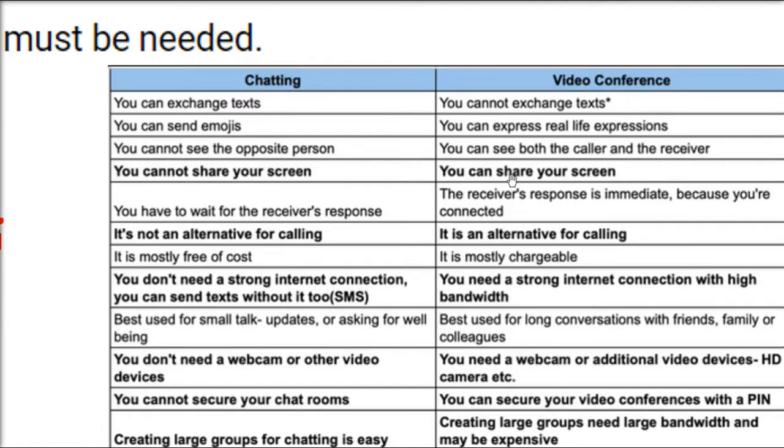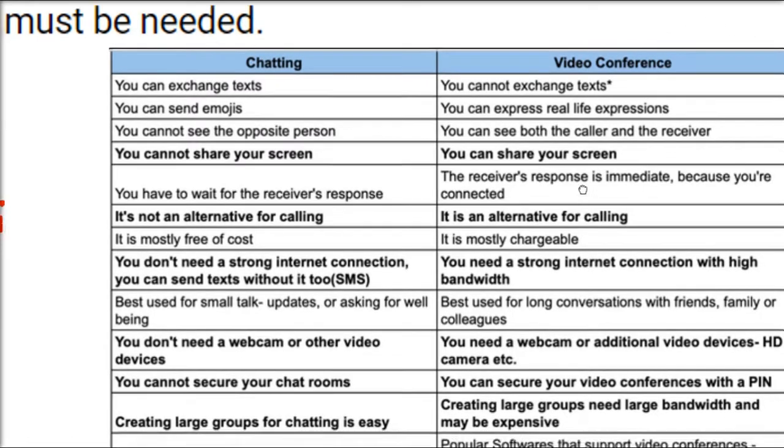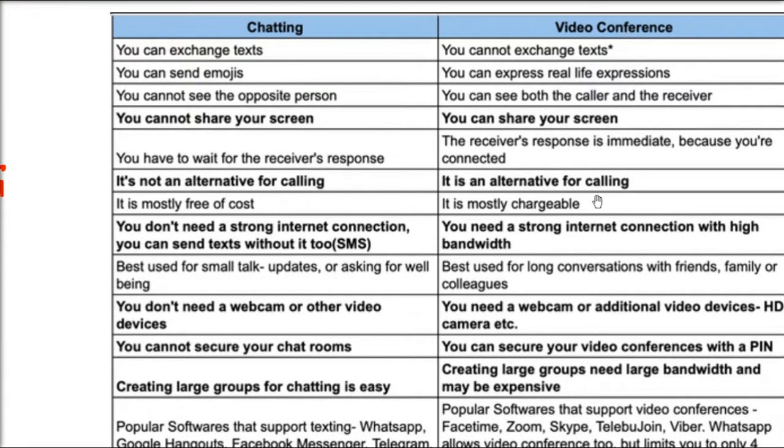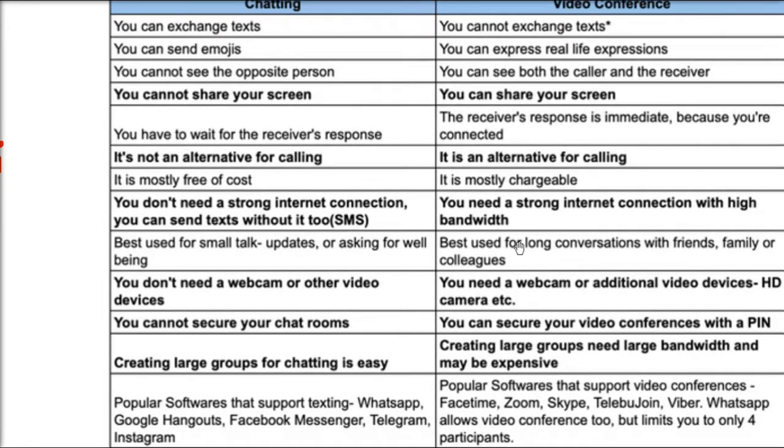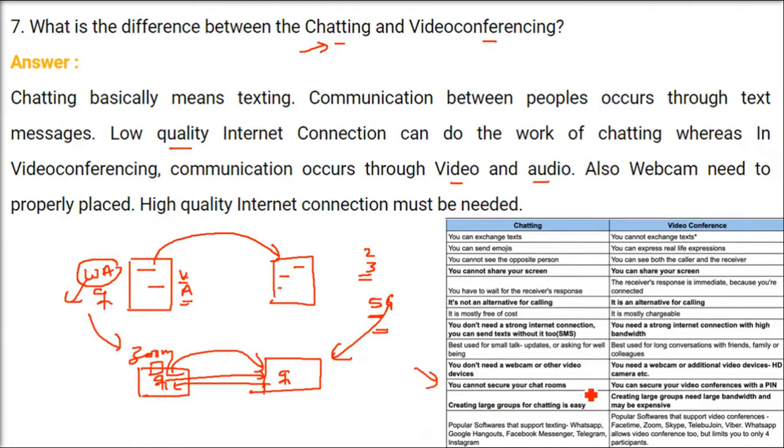In chatting, you cannot share your screen. In video conference, you can share the screen. You can work on another screen. So chatting is not an alternative for calling, but video conference is an alternative to calling, because calling means you are dialing the number and calling. But in video conference, when you are talking in front, what is the point in calling then? There's more than calling. So there are so many things given here, which you can add if you want to increase the length of your answer.